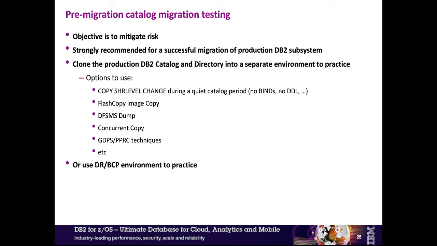There are two options. One is to actually clone the production Db2 catalog and directory away into a separate environment and to practice there. Or the other option is to exploit your DR or BCP environment and to practice over there. So the rest of these charts on this topic are all related to cloning the Db2 catalog and directory. And there's various techniques or options that you can use to clone the catalog and directory. You could run COPY SHRLEVEL CHANGE in a quiet period when there's no binds or no DDL, or you could use FlashCopy image copies or any of these options listed on this chart. Now let's turn to slide 26.